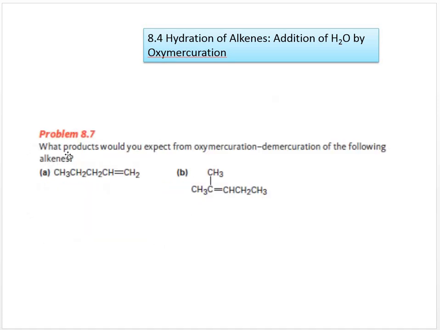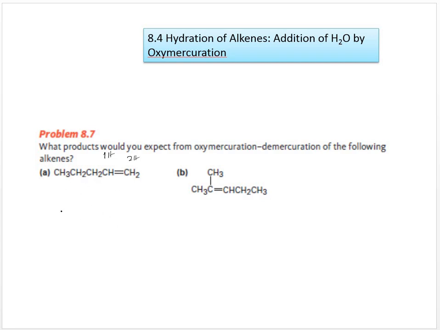Okay, let's look at here. What products would you expect from oxymercuration-demercuration of the following alkenes? Again, Markovnikov. Let's write here. So there is one hydrogen on this carbon, right? Here two hydrogens. Hydrogen will be added to the carbon with more hydrogen. So this will be CH3, and the OH will be introduced here.